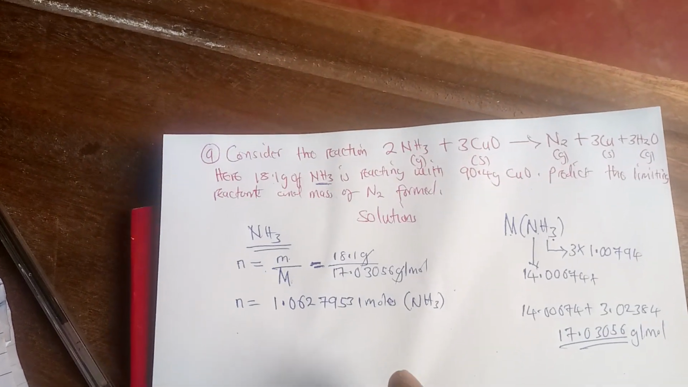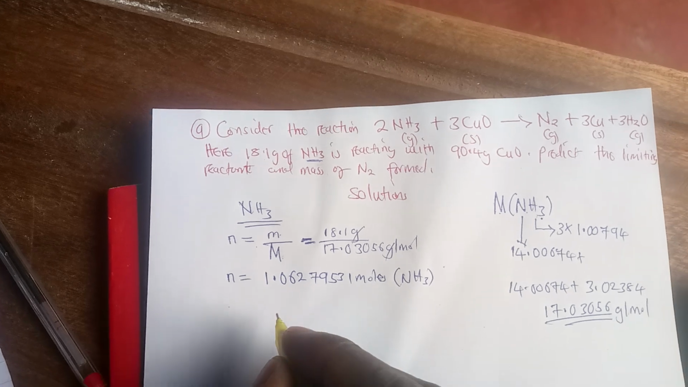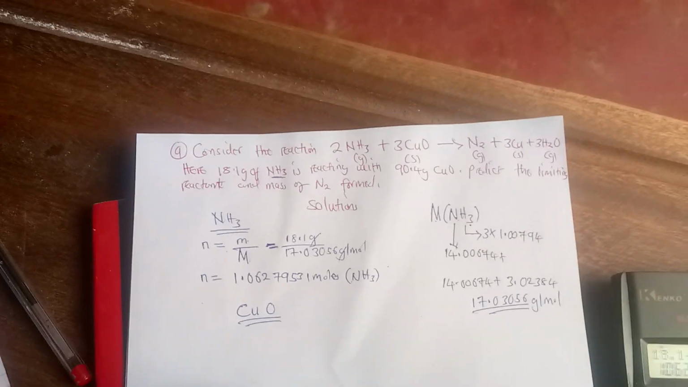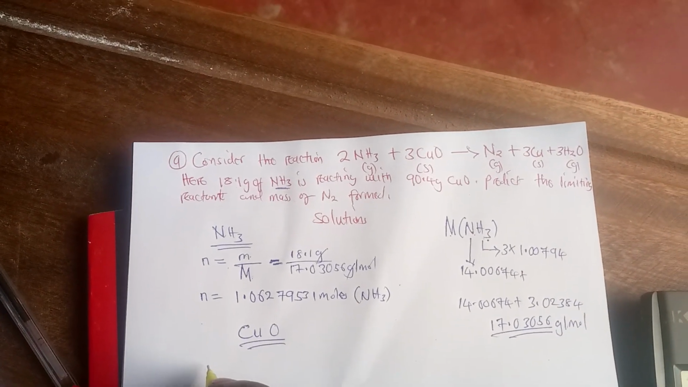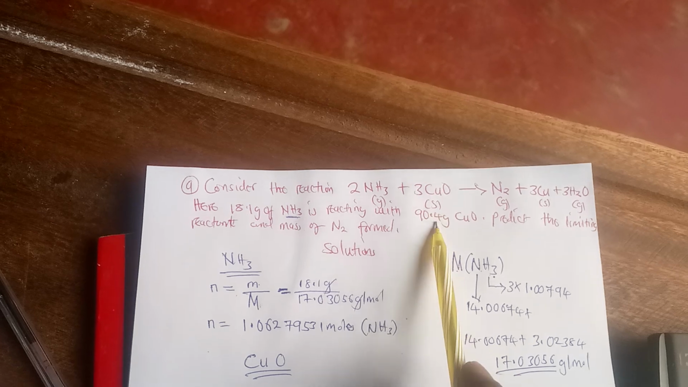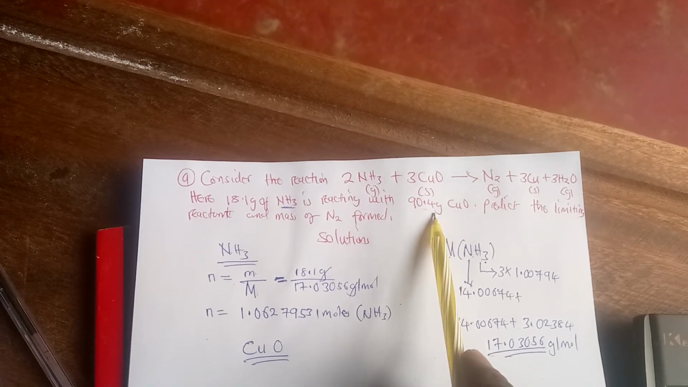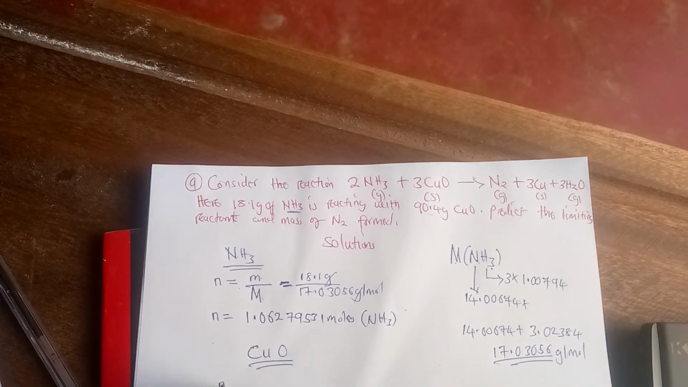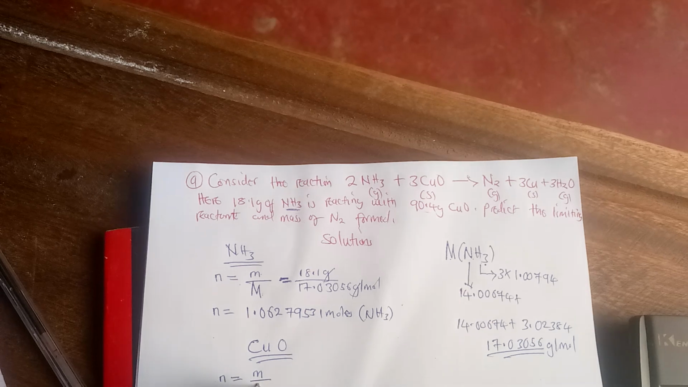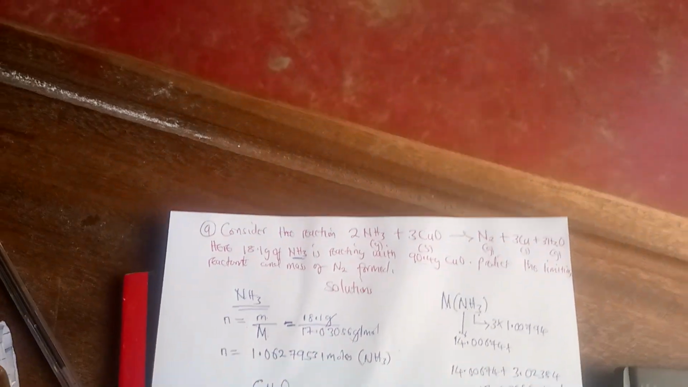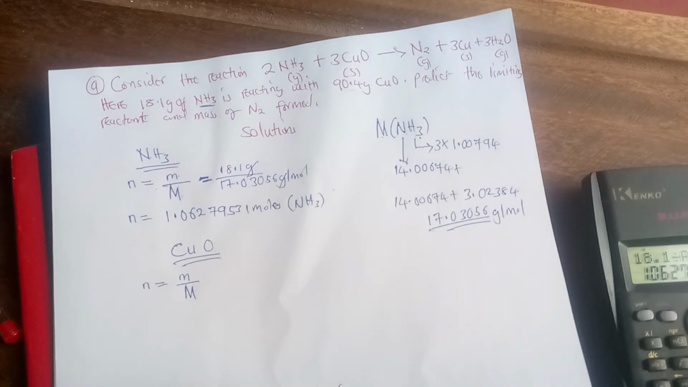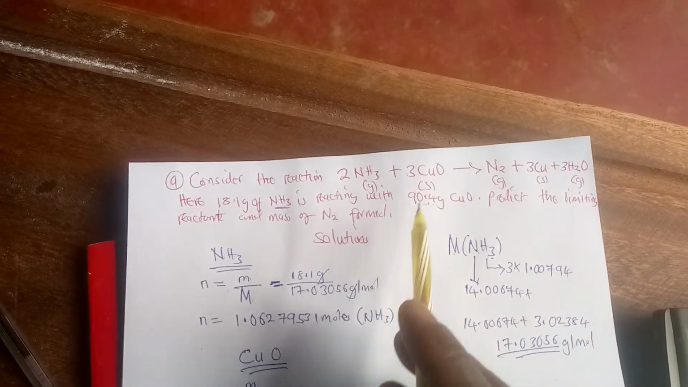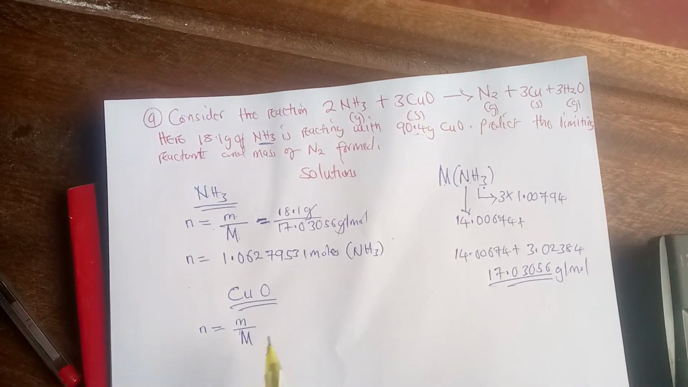Okay, next we need to calculate the number of moles of copper 2 oxide. So we write here copper 2 oxide. We are also using the same formula because we have been given the mass. So whenever we have been given mass and want to calculate the number of moles, the formula that we use is number of moles is equal to mass over molar mass. There are a lot of formulas for the number of moles, but it all goes with the quantity that they have given you. So the quantity here is mass. No wonder we are using this formula of mass over molar mass.